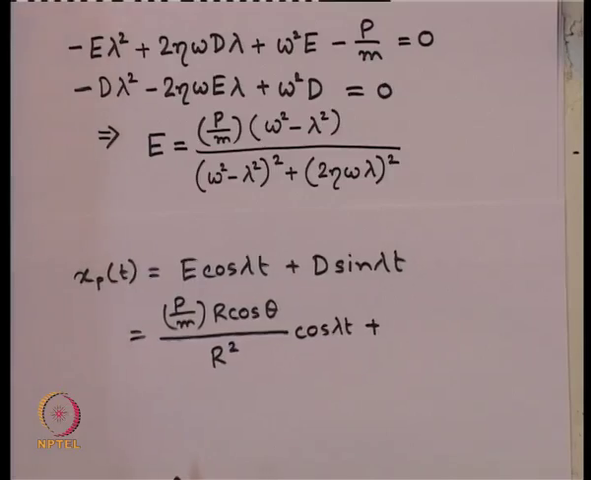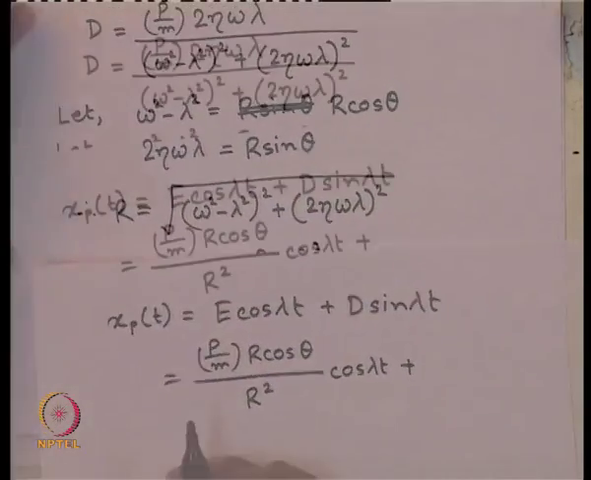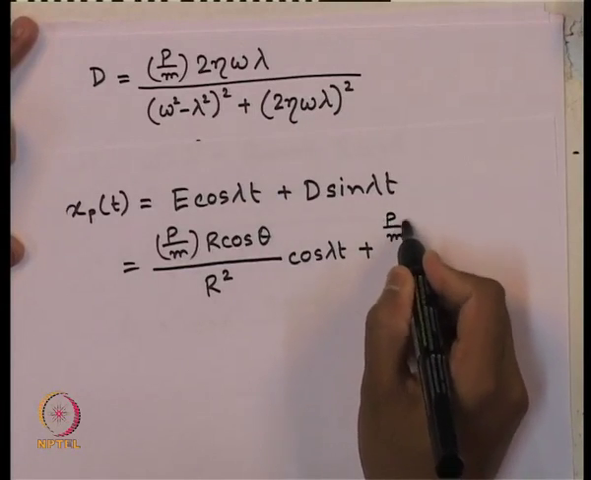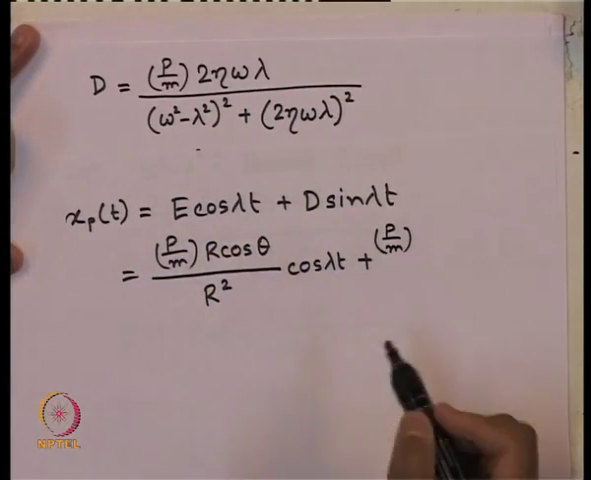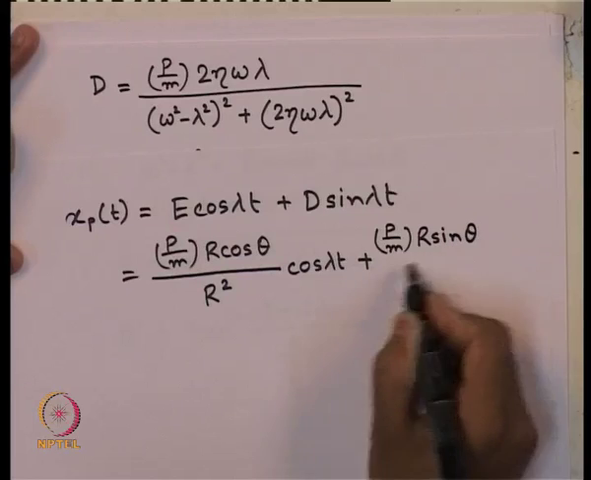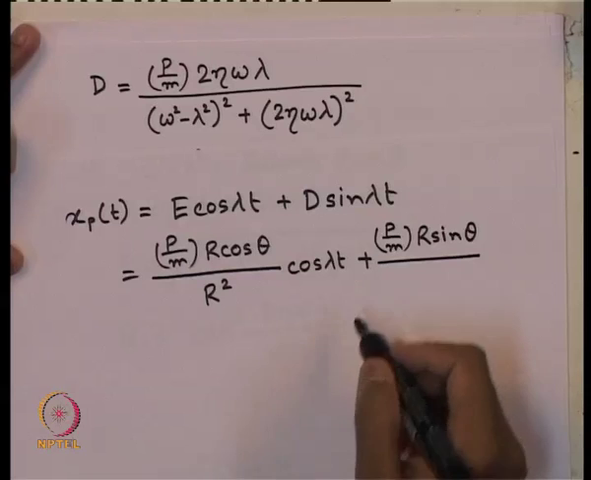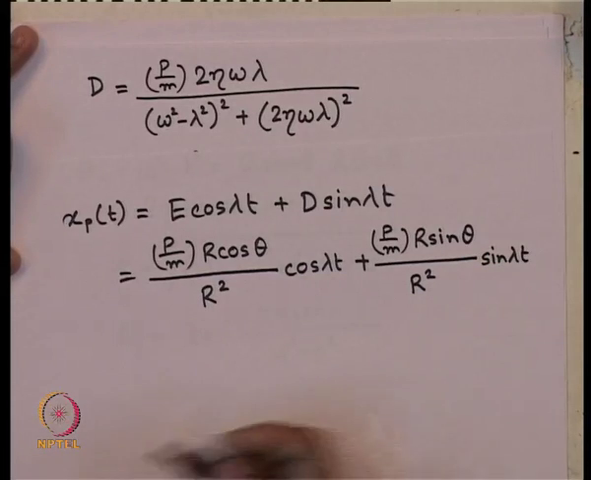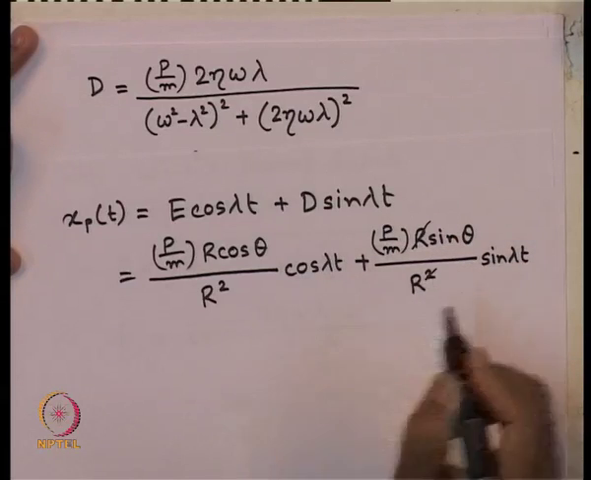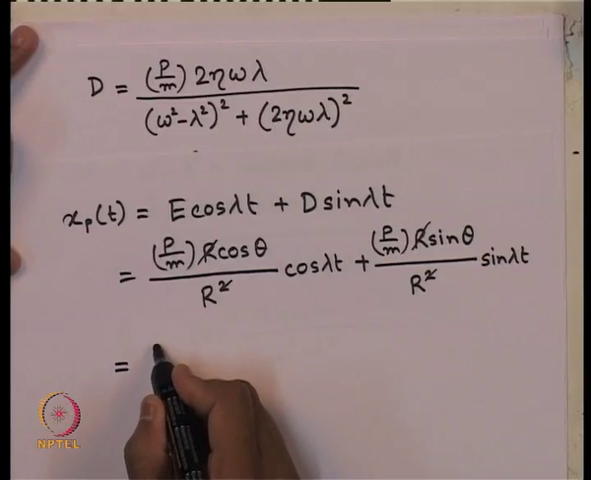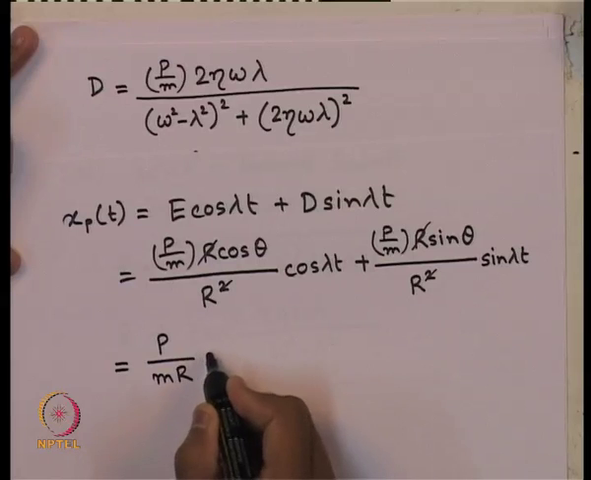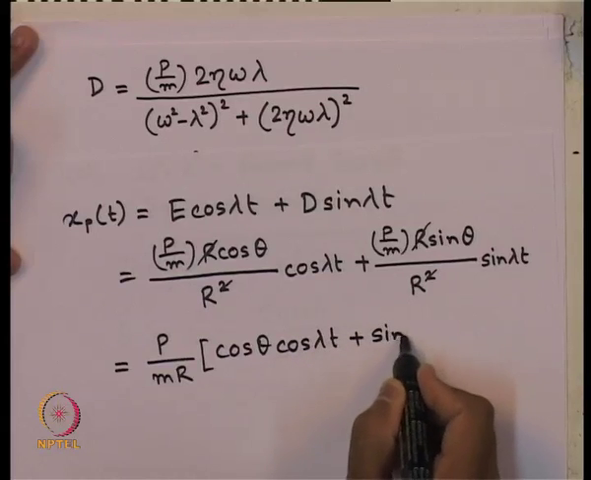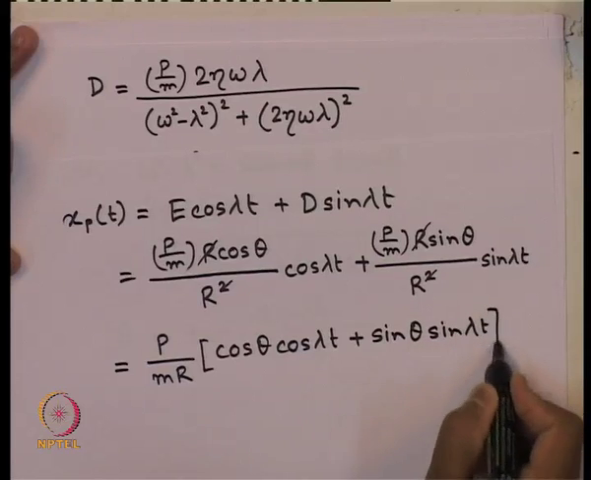What is d? Let us take the expression of d, it will be easy for us to follow. So, from the expression of d, we can write it is p by m. This 2 eta omega lambda we have considered as r sin theta, and this denominator is nothing but r square. Then we have sin of lambda t. So, what we get, as r is not 0, we can cancel this. We are getting p by m r times cosine theta cosine of lambda t plus sin theta sin of lambda t, that is our x p t.